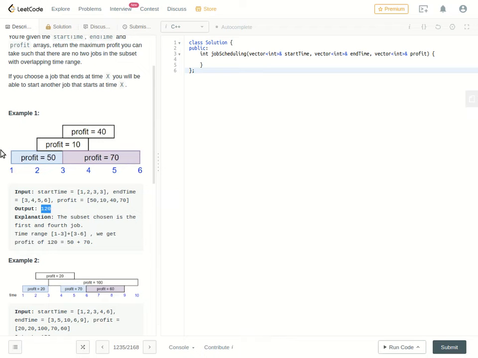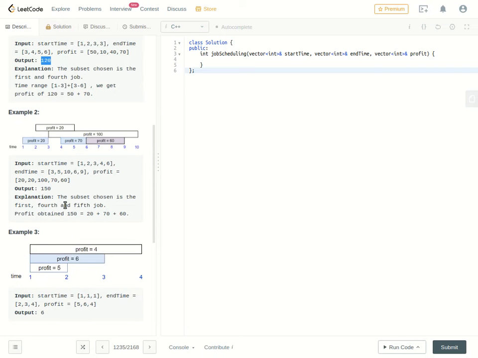Once you arrange the jobs like this, you see job 1 starts at 1 and ends at 3. Similarly, job 2 starts at 2 and ends at 4 and has a profit of 10. Job 1 has a profit of 50. Job 3 starts at 3 and ends at 5 and has a profit of 40. This is job 3. And job 4 starts at 3 again and ends at 6 and has a profit of 70. Once you arrange them like this, you can see that the maximum profit you can get is by taking the first job and the last job, because they do not overlap, and the maximum profit is 120. So let's look at the second example.